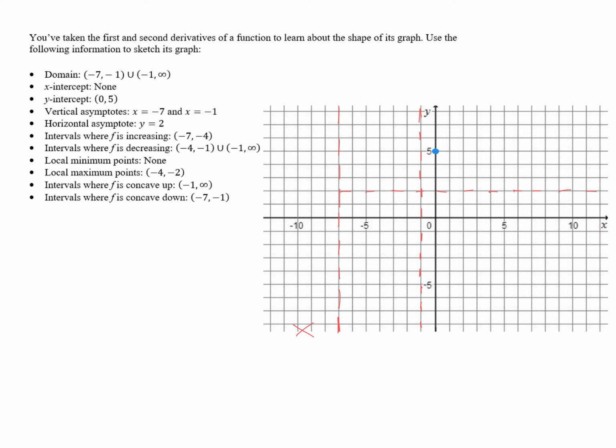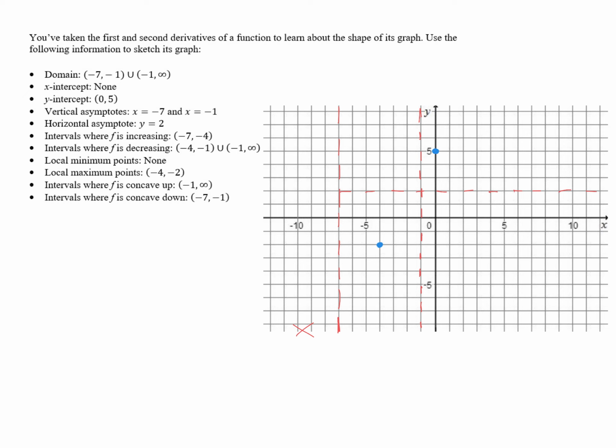And then what do we have? Intervals where f is increasing. It's increasing from -7 to -4. So something interesting happens at -4. Let's see. Oh, it looks like we have a local maximum at (-4, -2). So we can actually plot that. That is our local maximum.